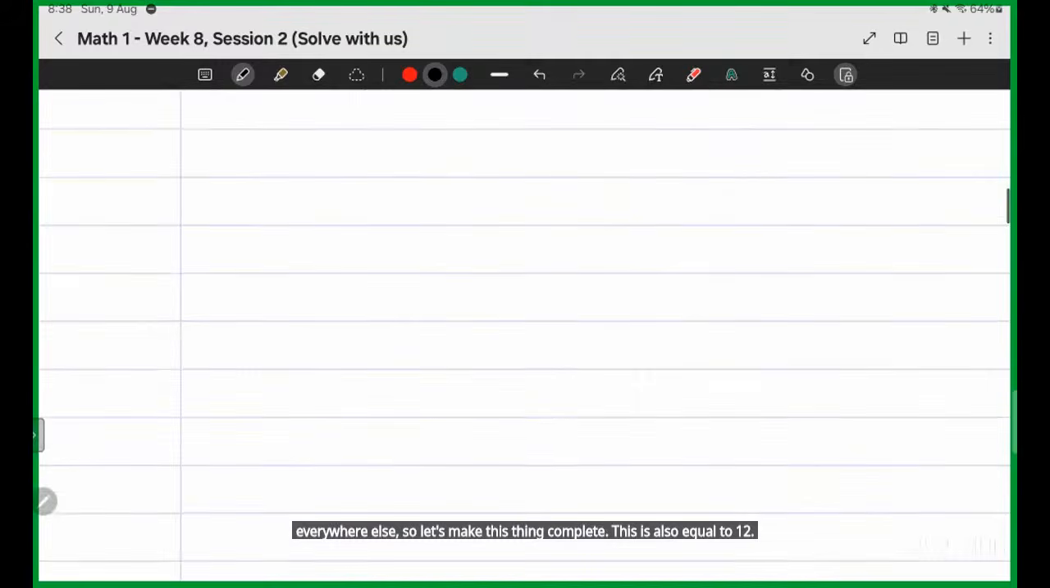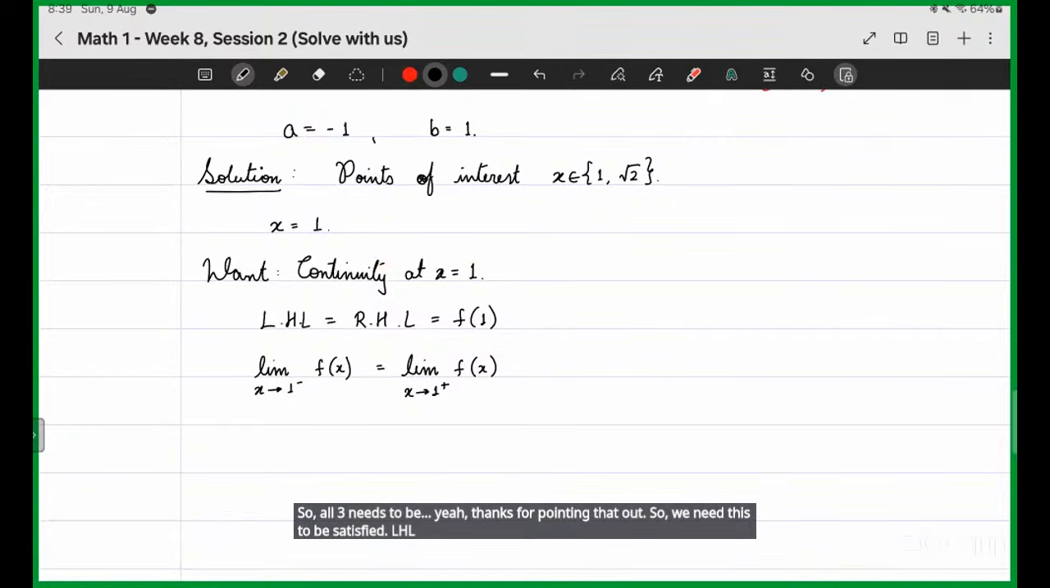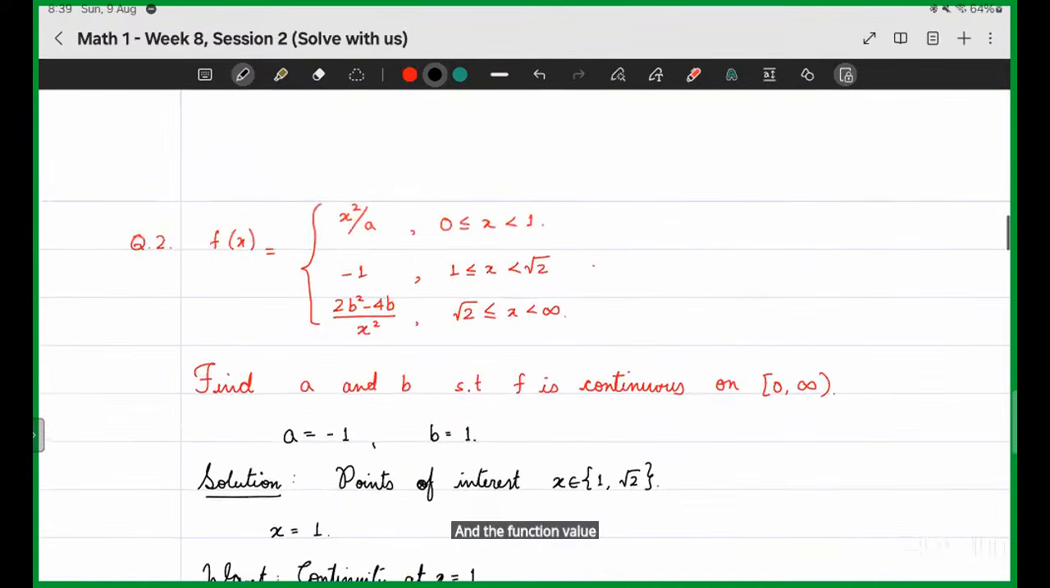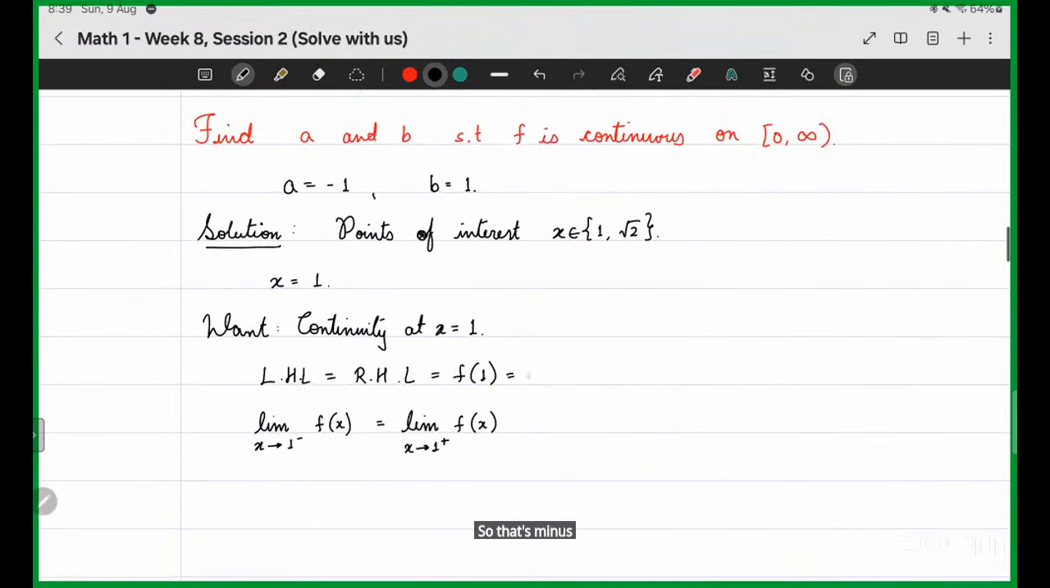So all three need to be equal. Yeah, thanks for pointing that out. So we need this to be satisfied. LHL should exist, RHL should exist. Both of them should be equal, and they have to be equal to the function value. And the function value I know to be, so x is equal to 1 is included in this part of the definition. So that's -1. So I'll just write this as -1.